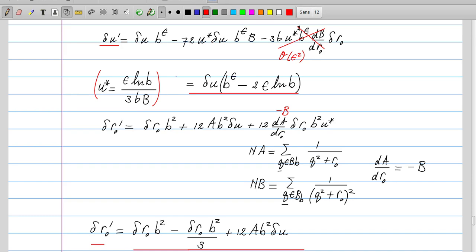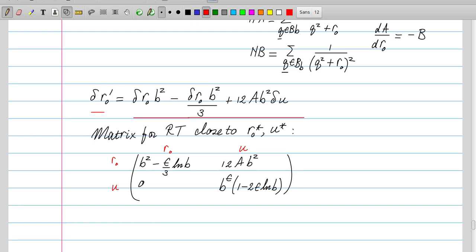So in summary, we have obtained the 2 following linearized equations. Delta U primed is given by this expression. It's just proportional to delta U, and the delta R0 primed has a part which is proportional to R0 primed, and a part which is proportional to delta U, and therefore we can now immediately write down the matrix which describes this linear transformation between the delta U and the delta R0 on one hand, and the delta U primed and the delta R0 primed on the other.